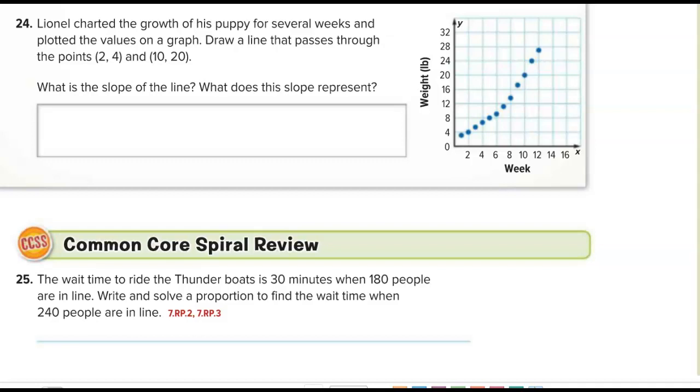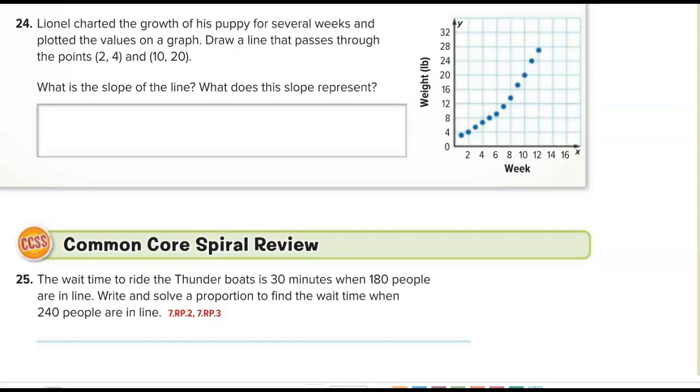Down. If you don't have the correct answers, fix them as we go through them. So on 24, it charted the growth of his puppy for several weeks and plotted the values on a graph. We need to draw a line that passes through the points (2, 4) and (10, 20).